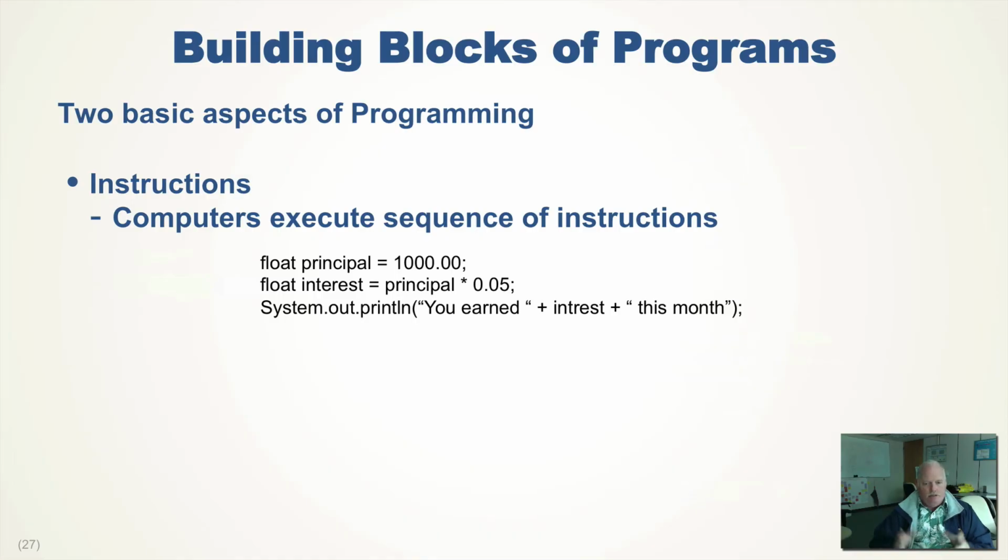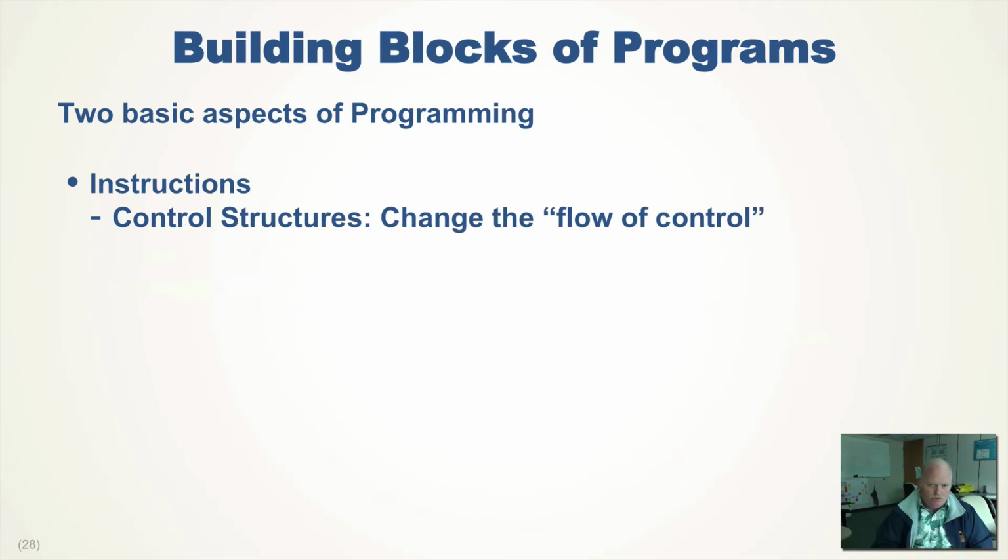Now, to write a program that does something complicated or even interesting, it's kind of difficult if you just have to go straight from A to Z. There's no going left or right or making a decision or anything. It's just do the first one, do the second one, do the third one. So we have to add a new idea beyond the sequence of instructions. We want to add control structures which can change the flow of control.